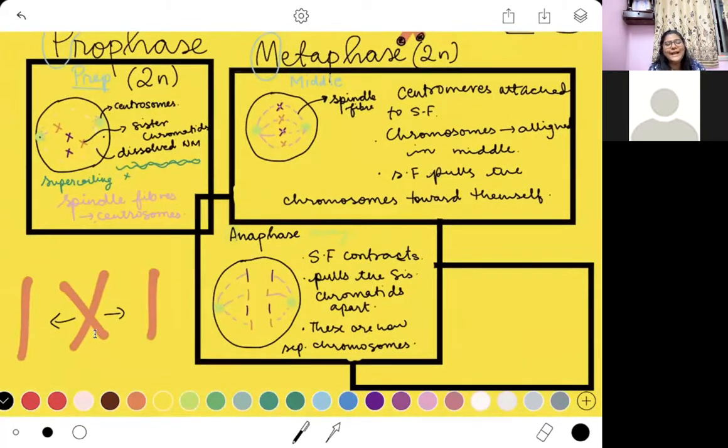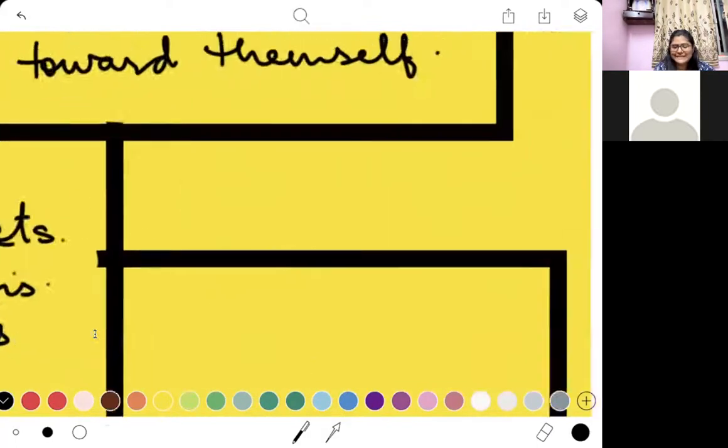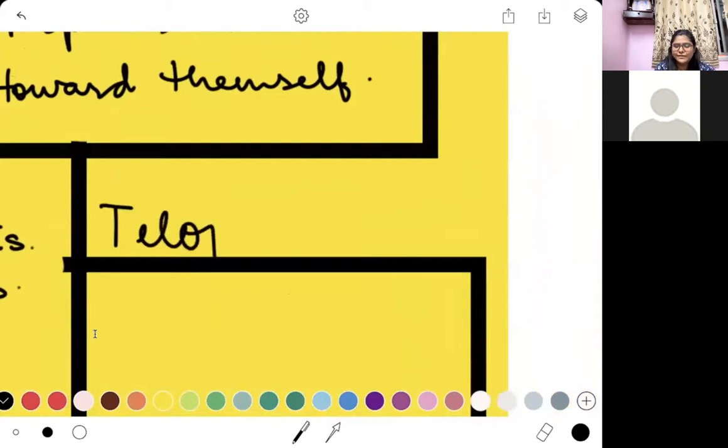And then we have the next and important phase that is going to occur. This next phase is called the telophase. Telophase.